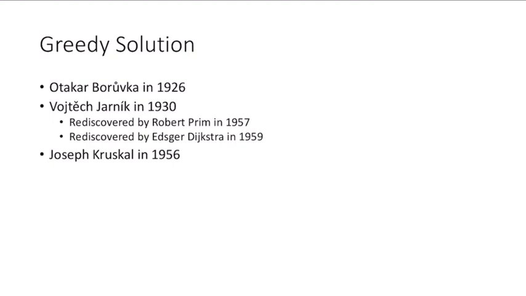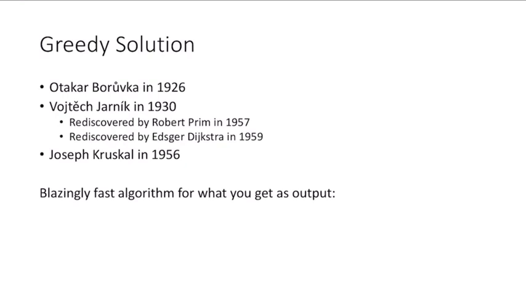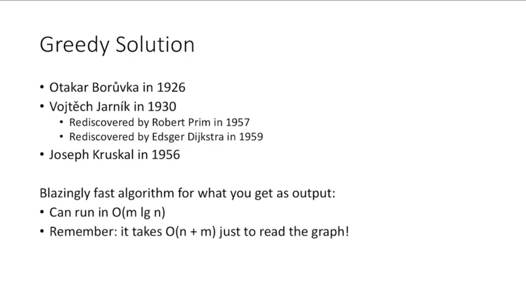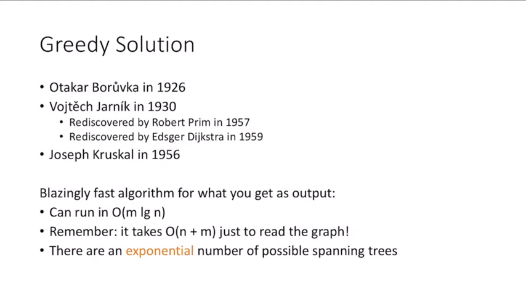Not all these people were computer scientists. Obviously, this has applications that go beyond computer science, which is why it was of interest to other groups of people. But what we're going to end up with, even if we don't look at the optimal versions of this algorithm, is a blazingly fast output that can run in big O of m log n. And don't forget, it just takes big O of n plus m to read a graph from a file, if it's an adjacency list, for example. And what's even more impactful is that there are an exponential number of possible spanning trees, and we can choose among all those possibilities in just big O of m log n time.